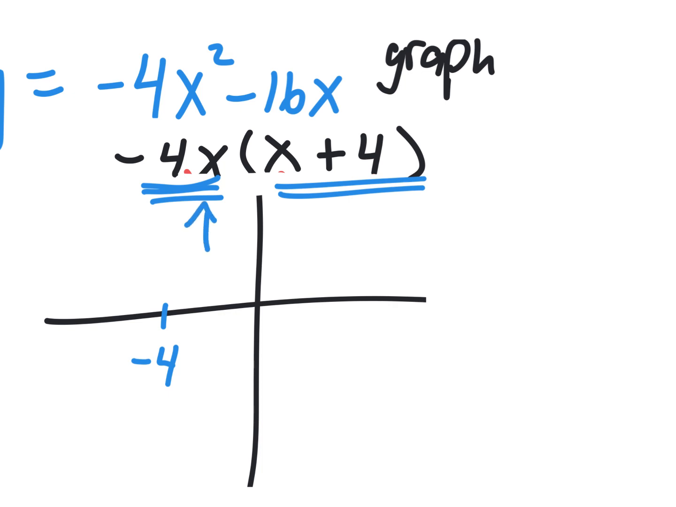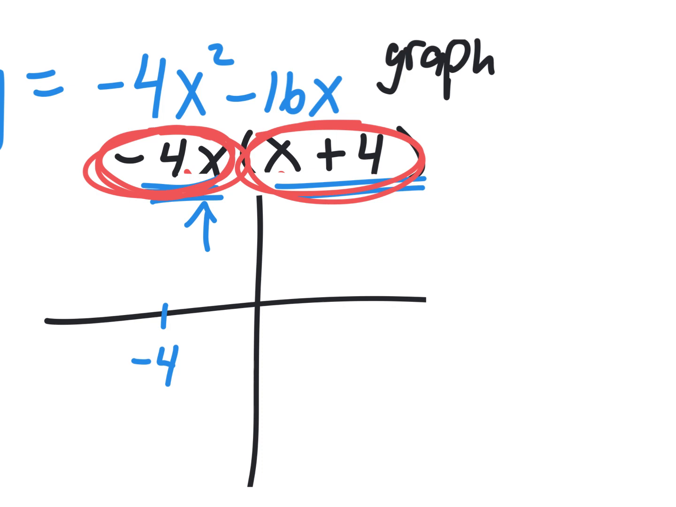It is 0. Very good. Because what makes this part 0? That's really what you're asking. What makes this part 0? Negative 4. What makes this part 0? 0. So there's your two spots.